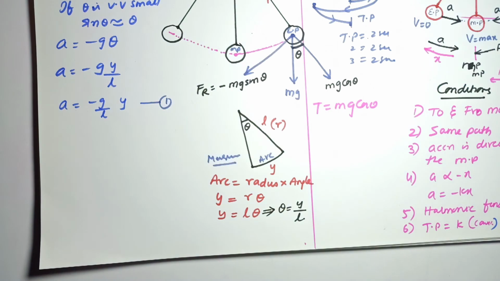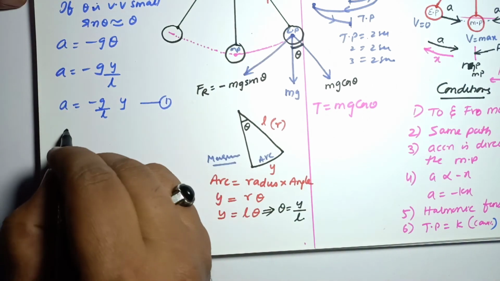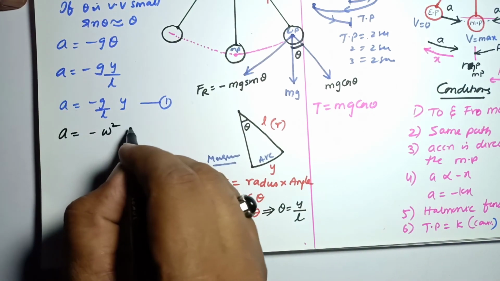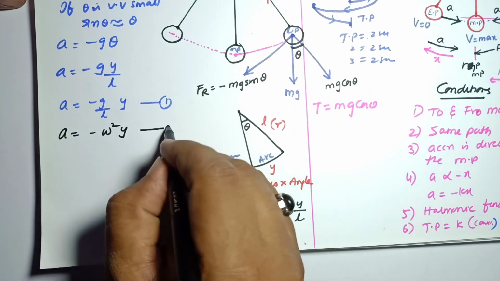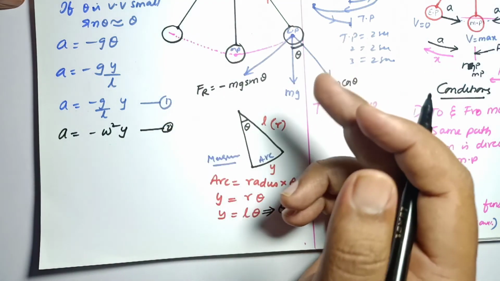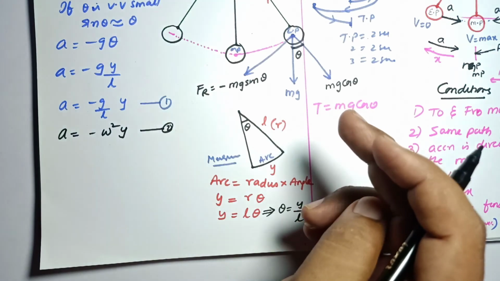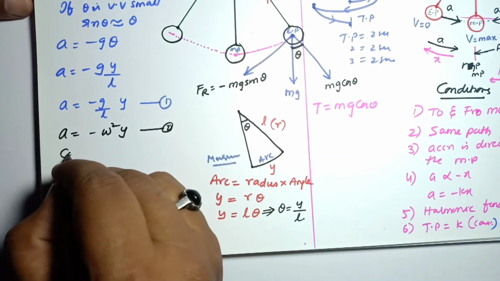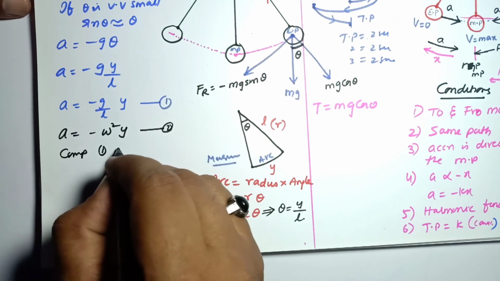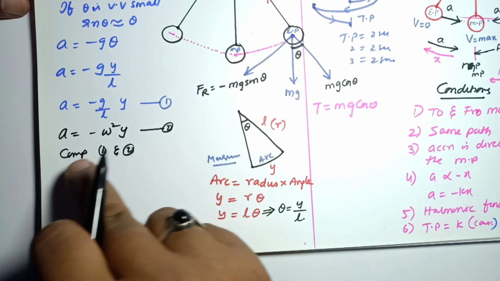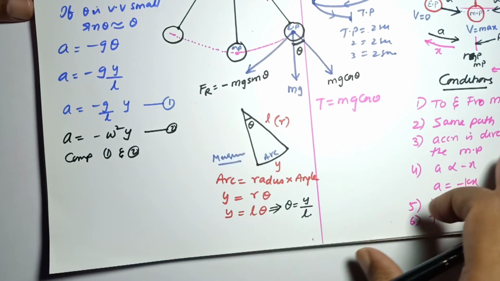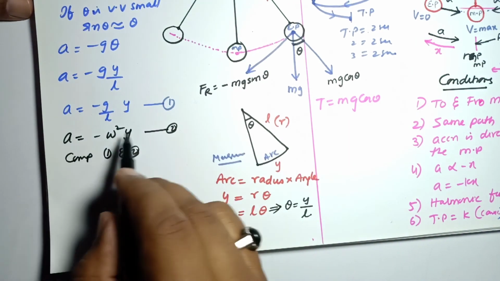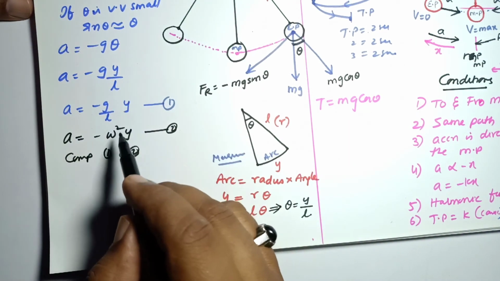According to our previous knowledge, we know that acceleration is given by minus omega square into y, which was derived in the previous class. If you want, you can just check it. Acceleration is given by minus omega square into y. Next, after that, you will compare 1 and 2. If you compare 1 and 2, they are going to be the same. The left-hand side, acceleration, is the same, so this is also the same.